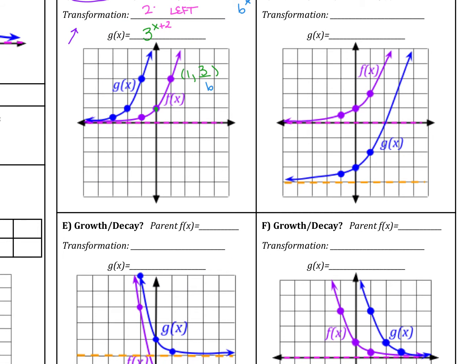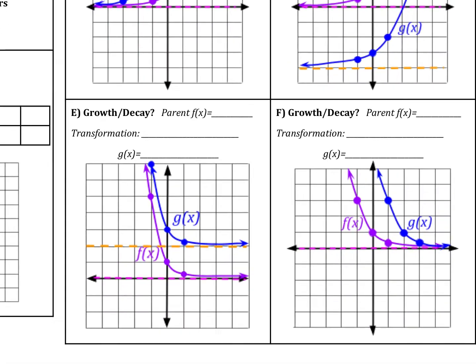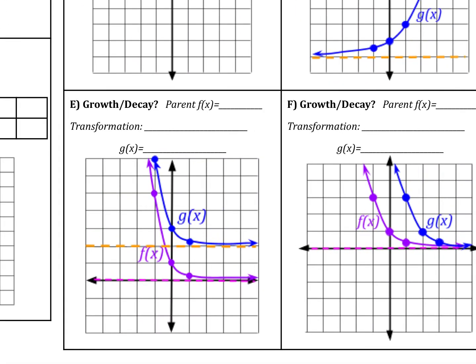Let's try, I'm going to skip down to E. We're looking at this example. We want to decide if it's a growth or decay. It's going down from left to right, so it's decreasing. We can say it's a decay. If it's going down from left to right, then it is a decay. Now the 0, 1 is our home point, so that's important.